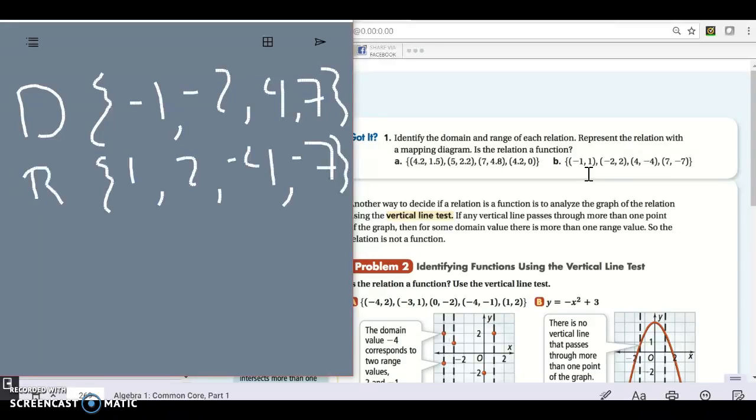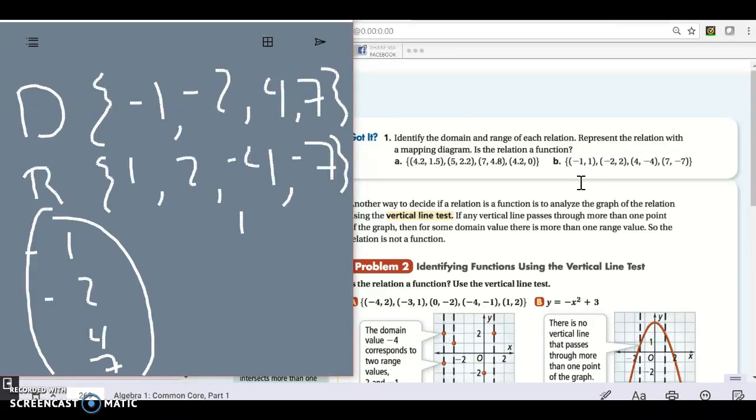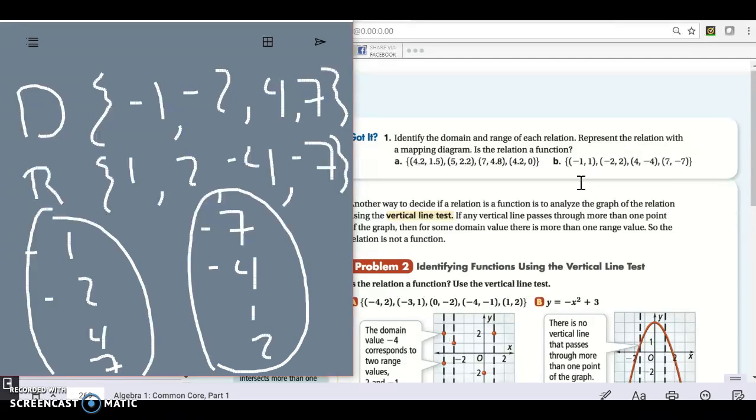So if I map it, for my domain, I have negative 1, negative 2, 4, and 7. And I put it in a little box. My range is 1, oops, let's put it in numerical order, so we do negative 7, negative 4, 1, and 2. Put it in my little circle.